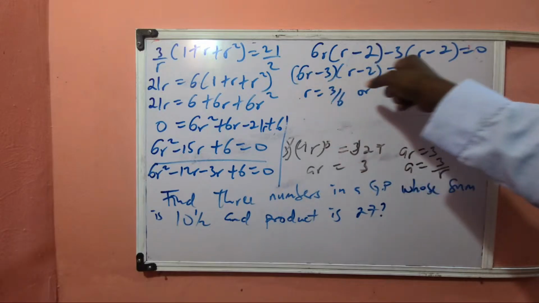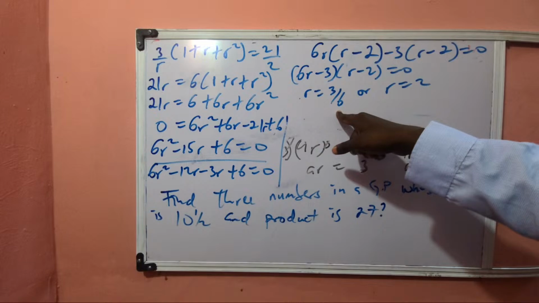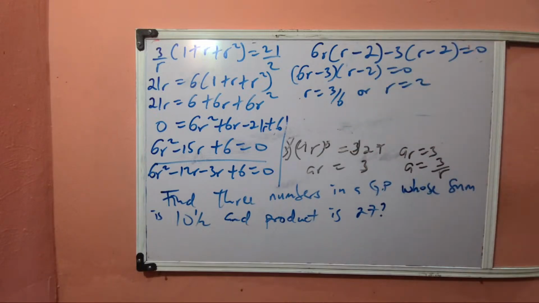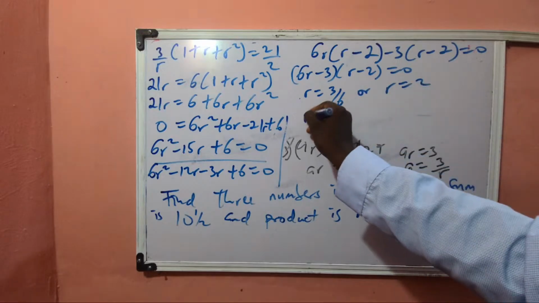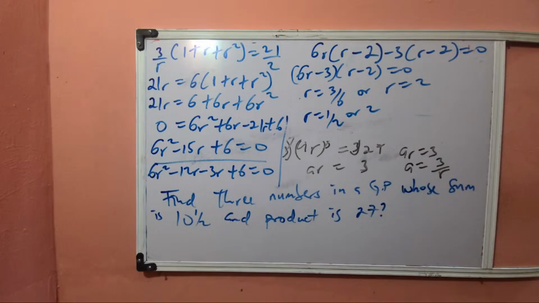Your 6r minus 3 equals 0. That means 6r will be equal to 3, and then r will be equal to 3 over 6. That's how I arrived there. And then here, r minus 2 equals 0, r equals 2. Of course, that means my r is equal to 1 over 2 or 2. All right, perfect. Now we've gotten our values for r.